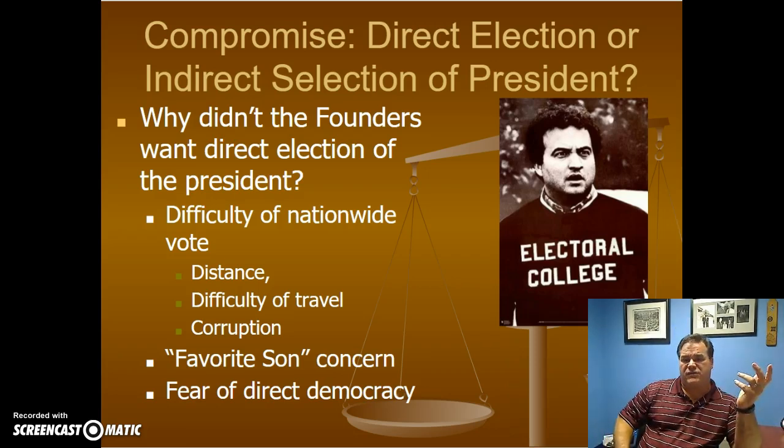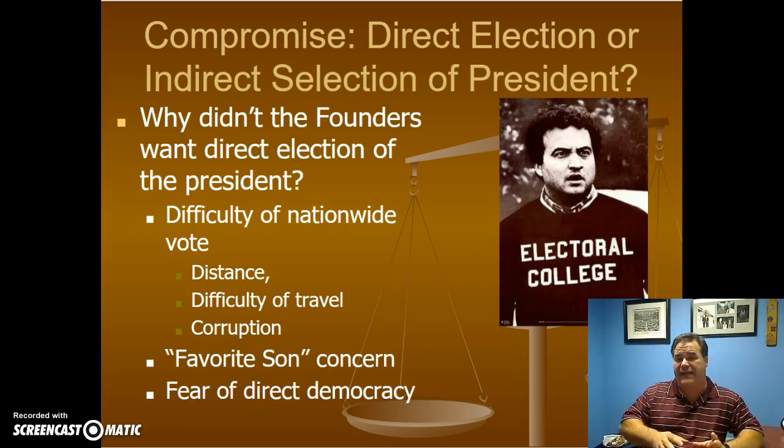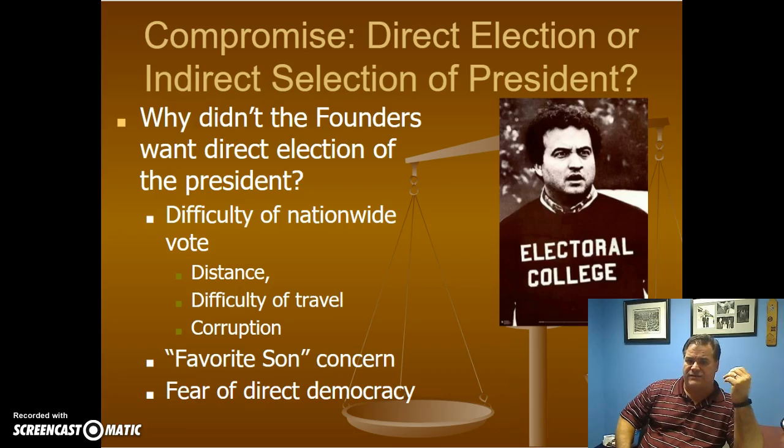The favorite son concern: having a regional candidate who might attract a lot of attention and a lot of support from a couple of the larger states, let's say, maybe a New England candidate from the north or a southern candidate in the south. There was a lot of concern that a person might get elected based on just regional support, and the founders were concerned about that. They wanted somebody who would appeal across the entire country, not just regionally. That favorite son concern was real.